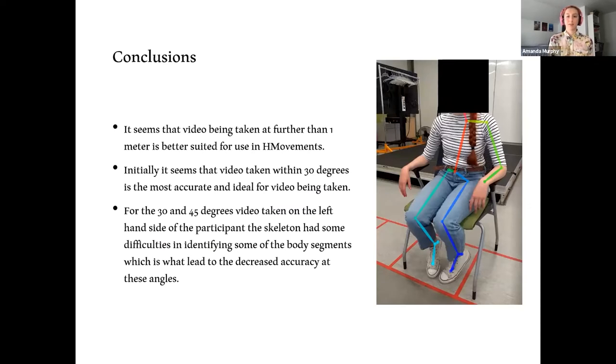The findings were that video taken further than 1 meter is better suited for use in HM Movements, and video taken within but not including 30 degrees is best. However, for the video taken at 1 meter away and 30 and 45 degrees on the left-hand side, the participant had a decrease in accuracy due to errors in imposing the skeleton on the video, as you can see on the right-hand side here with the arm not being shown. And in the future, we'll be taking more video at these points to find whether or not it is truly the position that the video is being taken at, or if it is due to other factors that are decreasing the accuracy. Thank you very much.